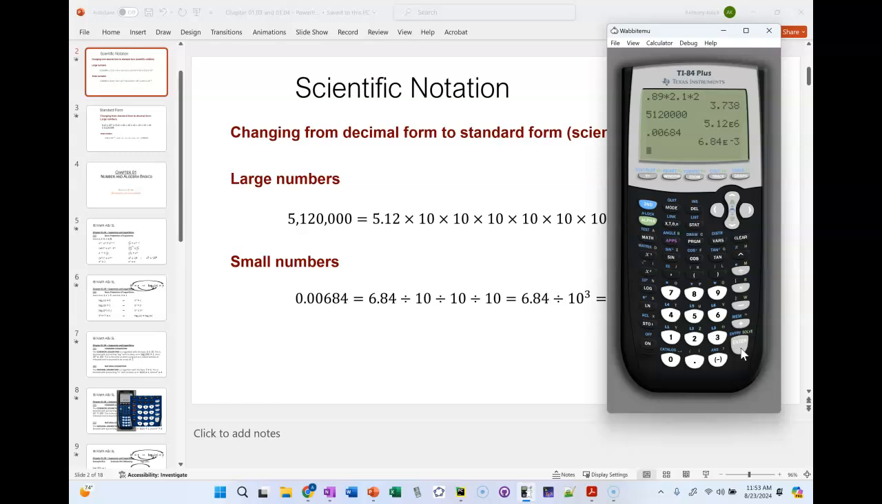So clearly I expect that you're able to do this by hand, but if you're ever confused, you can just change your calculator's mode to scientific, type the number in, press enter, and it'll convert it to scientific notation.